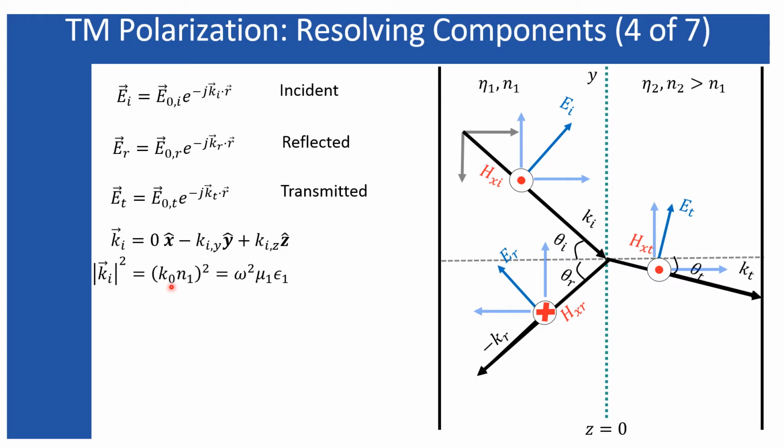And if you represent k naught by omega by c, where omega is the frequency of the incident wave and c is the speed of light, and n1 as the root over mu1 and epsilon 1, where mu1 is the permeability of medium 1 and epsilon 1 is the permittivity of medium 1, then you can write this k naught times n1 in this way. So we need both of these types of expressions.